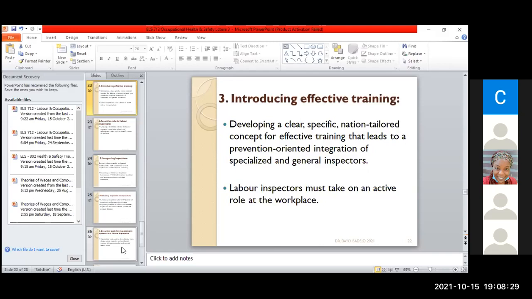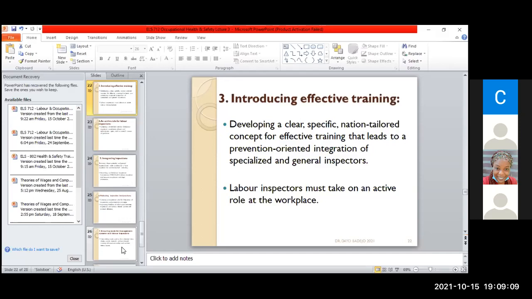They need to develop a clear, specific, nationally tailored concept for effective training. Not only in terms of the national, but even industry-wise, there must be effective training that will lead to a prevention-oriented integration. Mark the word prevention. We say prevention is better than cure. Not only when there are issues that will go viral, and people begin to talk and show their expertise. No, we must ensure that people that are to do this work are well equipped so that they can have that prevention-oriented integration, or specialized and general inspectors.